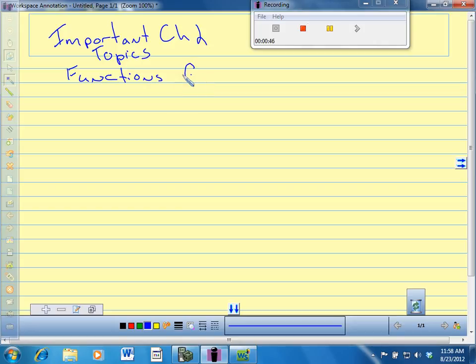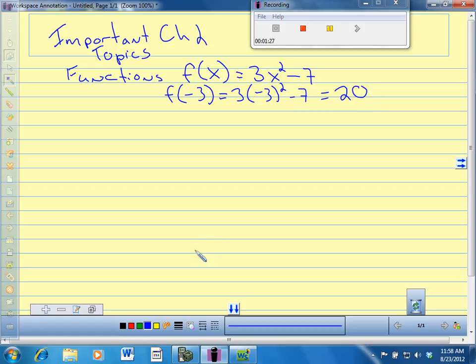Function notation is just this idea of f of x, which is the same as y, right? You know that? F of x is the same as y. And so if they say something like f of x equals 3x squared minus 7, then you should know that f of negative 3 is equal to, and don't forget to plug it into parentheses, 3 times negative 3, squared, minus 7, which comes out to be 20.